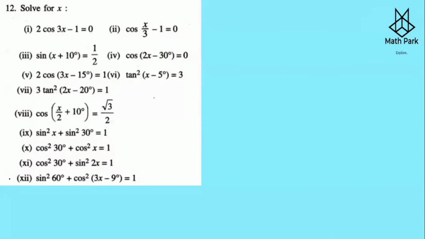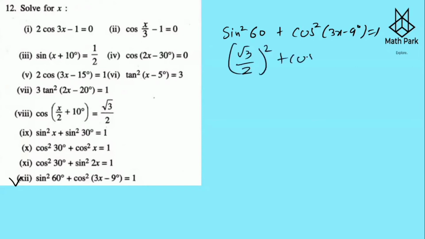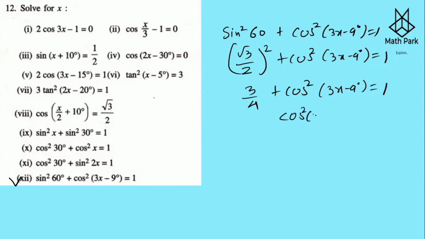Let's do the last part, the 12th part of this. So we have sine square 60 plus cos square of 3x minus 9 degree is equal to 1. Now sine 60 is root 3 by 2, and sine square, so we square this. Plus cos square of 3x minus 9 is equal to 1. Root 3 by 2 square is 3 by 4, plus cos square of 3x minus 9 is equal to 1. So shifting this 3 by 4 here, we get cos square of 3x minus 9 is equal to 1 minus 3 by 4, which is 1 by 4.